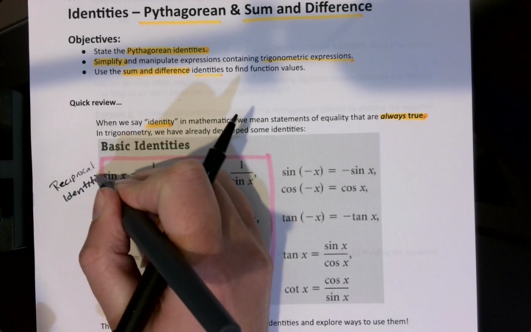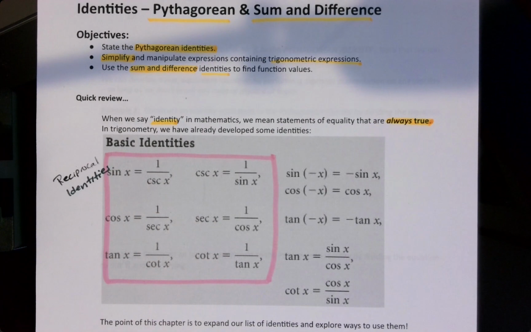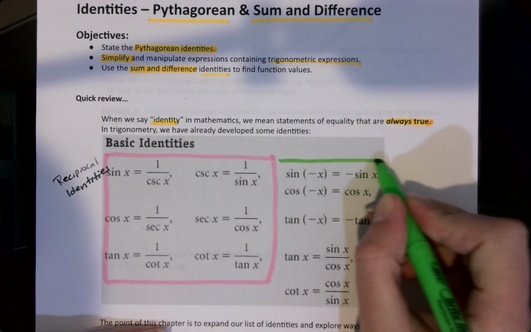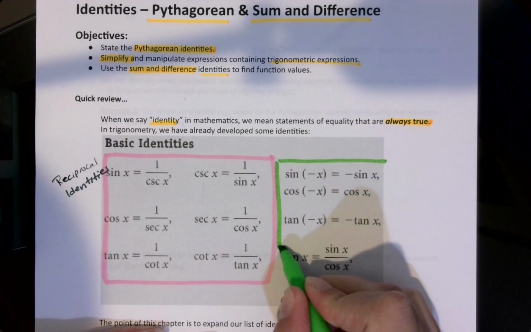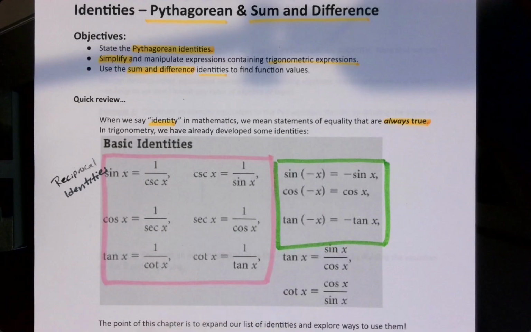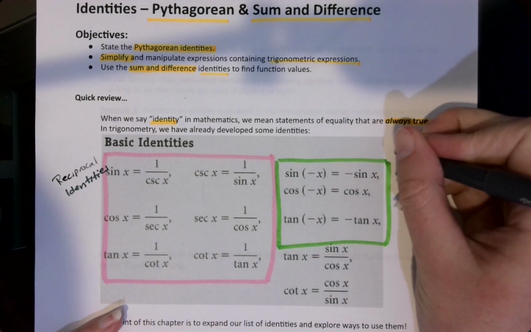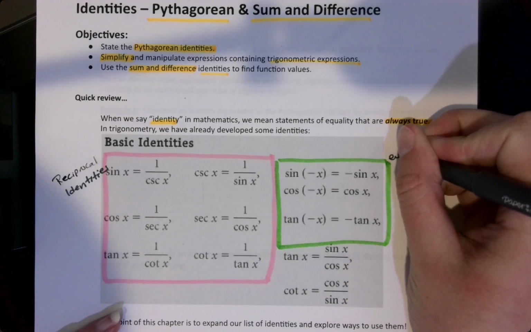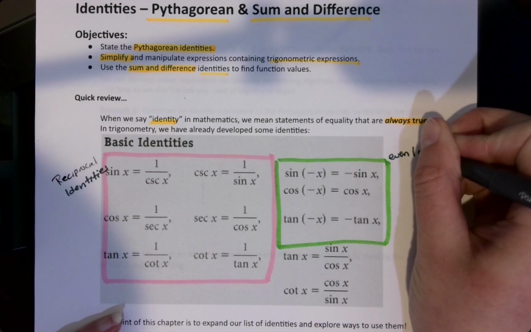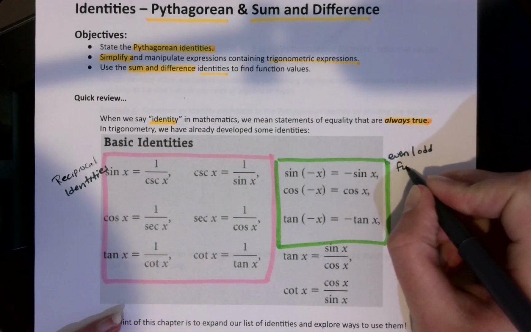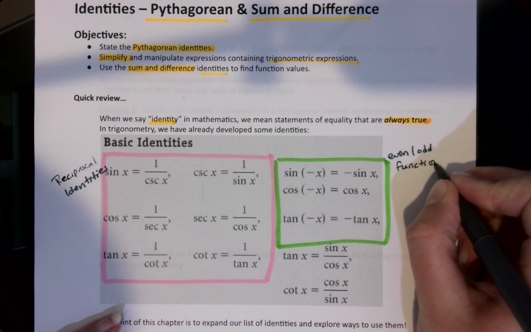A few of the other ones in this table we also already know, and we have names for them as well. These identities about sine of negative x being equal to negative sine of x, cosine of negative x being equal to cosine of x, and tangent of negative x being equal to negative tangent of x we saw before. And these were in terms of even or odd function properties. Sine of x and tangent of x are odd functions, cosine is an even function.